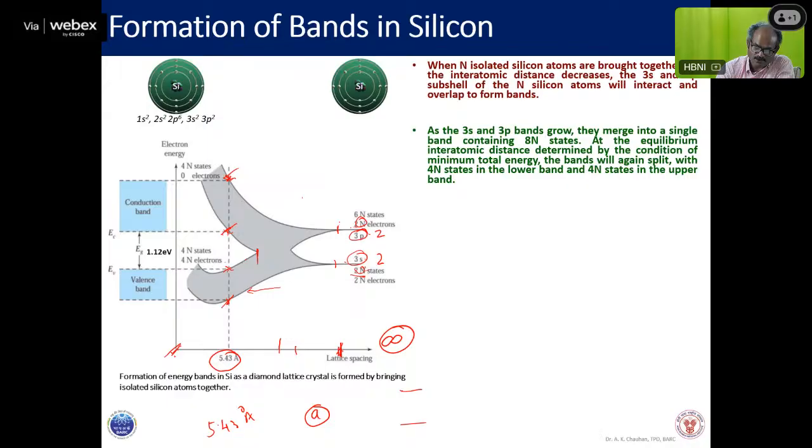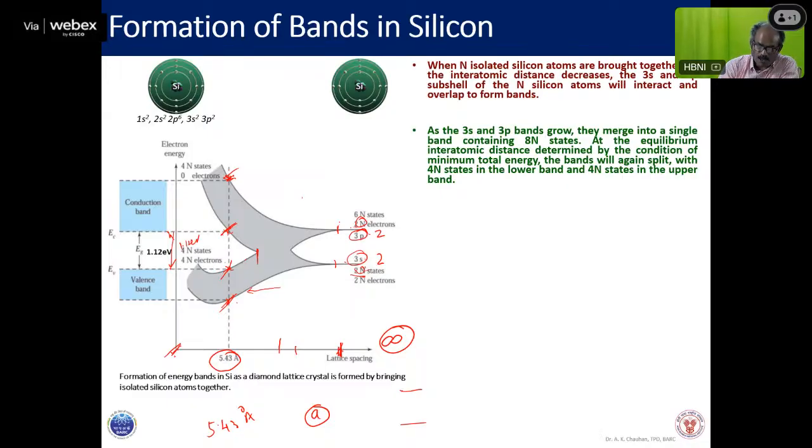Only the electron from this point can reach this, provided you give this much amount of energy. Understood? So this is the gap, the band gap, which is 1.12 electron volt. This is called the conduction band, and this is called the valence band.